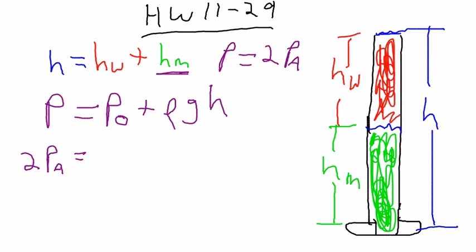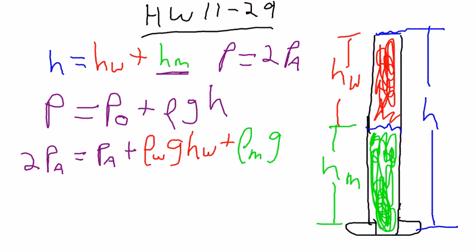That's going to be equal to our initial pressure on top of our fluid, which is atmospheric pressure, plus now we have two things contributing. We have our water, so we have the density of water multiplied by g, which is a constant, multiplied by the depth of the water, plus the density of mercury multiplied by gravity multiplied by the depth of the mercury. So now we actually have an equation that becomes solvable.